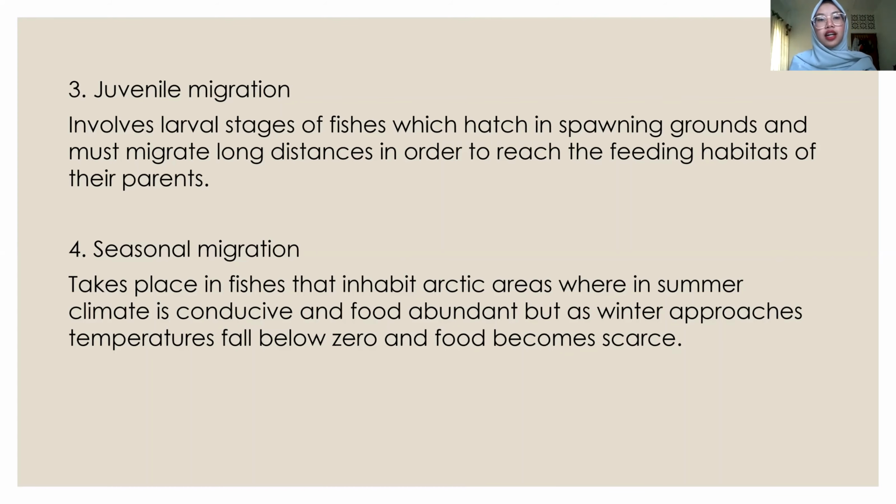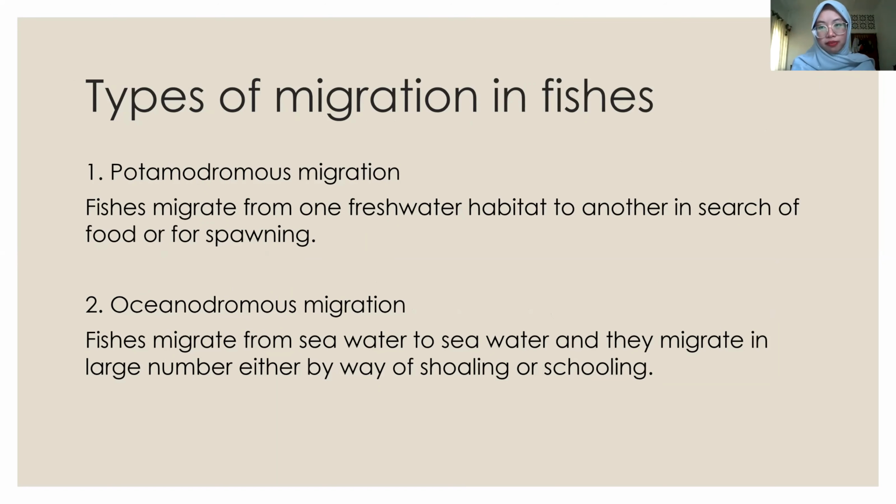And lastly, it is called seasonal migration. Seasonal migration takes place in fishes that inhabit Arctic areas, where in summer climate is conducive and food abundant, but as winter approaches, the temperatures fall below zero and then food becomes scarce. Hence, fishes must migrate towards subtropical and tropical areas to escape the extremes of weather condition. So now we know the purposes of migration.